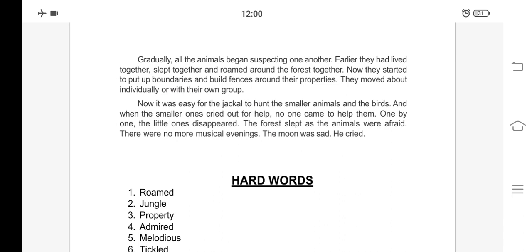Boundaries means, now if we construct our school, around our school we have a compound wall. That wall represents the boundary, meaning it is limiting the area of our school. In the same way, they also have put up boundaries and built fences around their properties, meaning objects or things owned by somebody. They moved about individually or with their own groups.